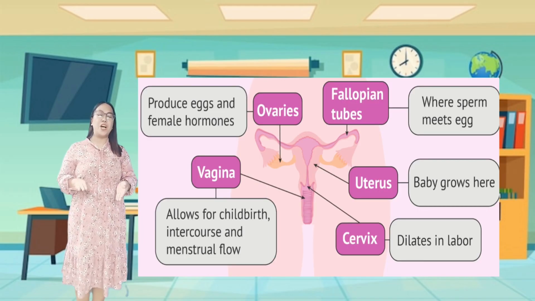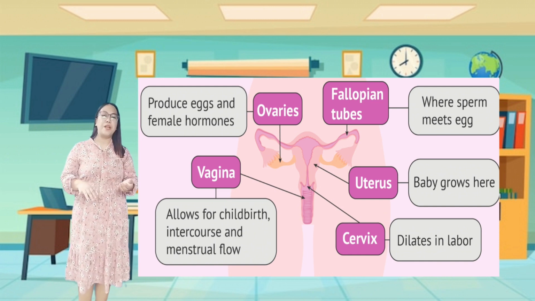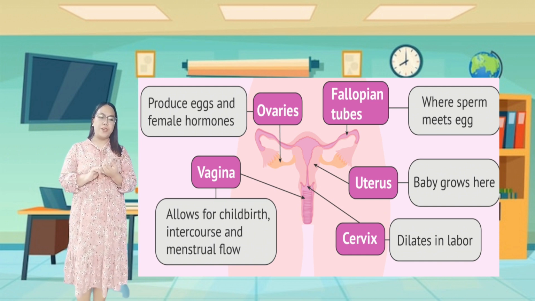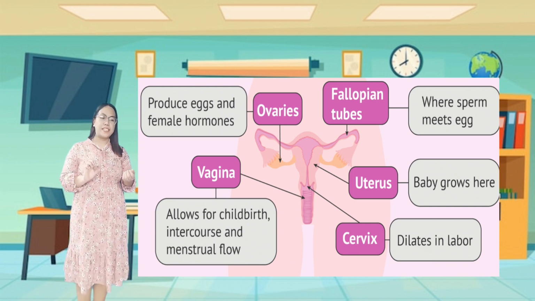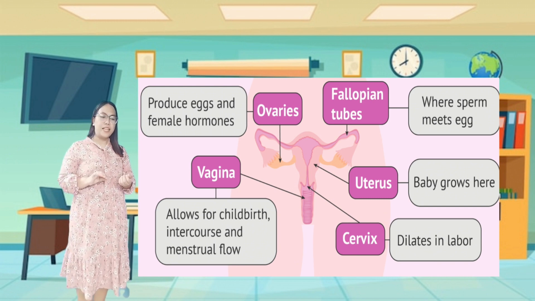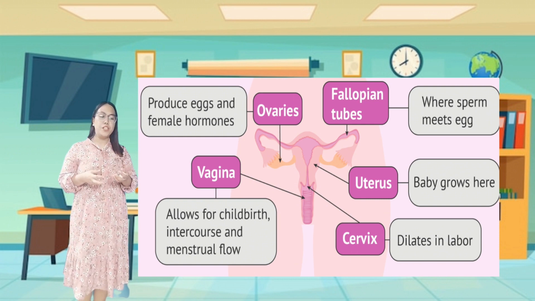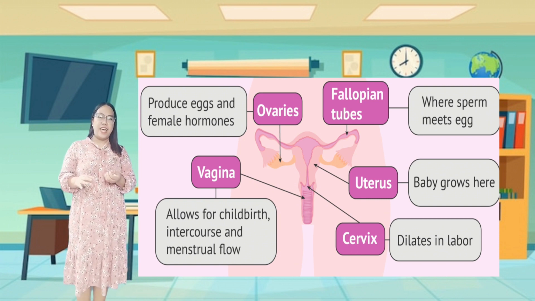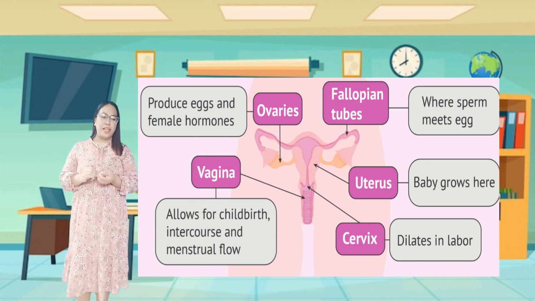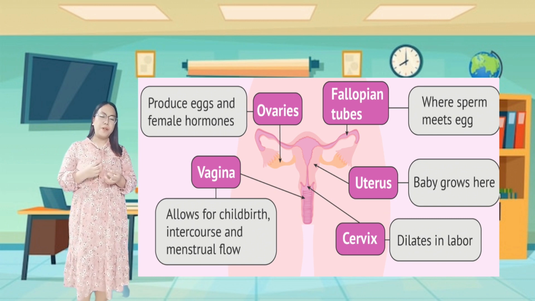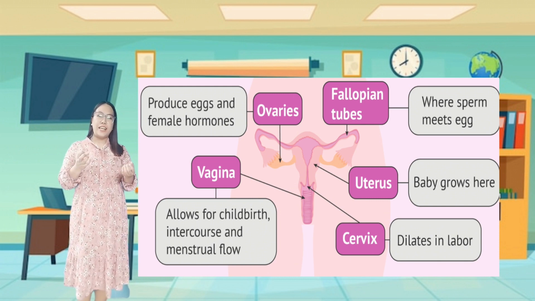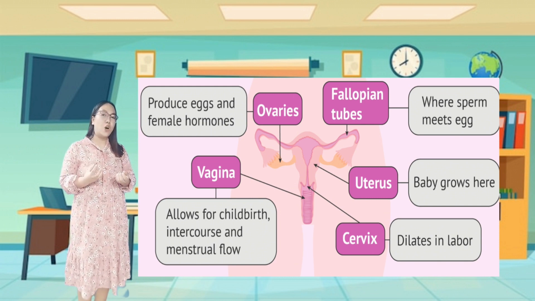So let's summarize the female reproductive system. Ovaries produce eggs and female hormones. The fallopian tube is where the sperm cell and egg cell meet and fertilize inside the fallopian tube. The uterus is where the baby will grow, and the cervix will dilate in labor. The vagina allows for childbirth, intercourse, and menstrual flow.